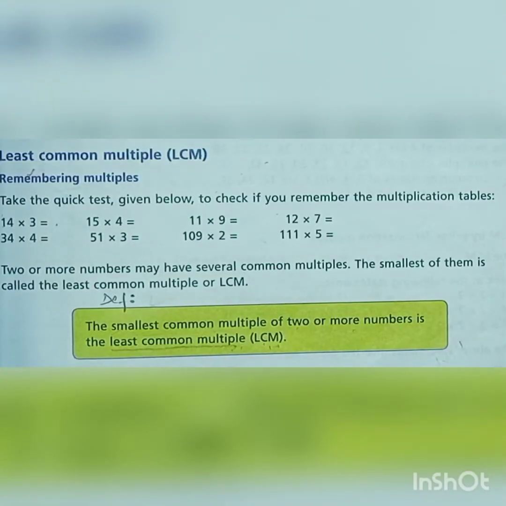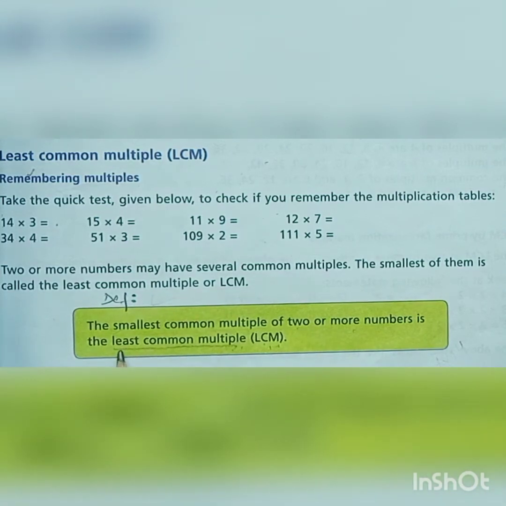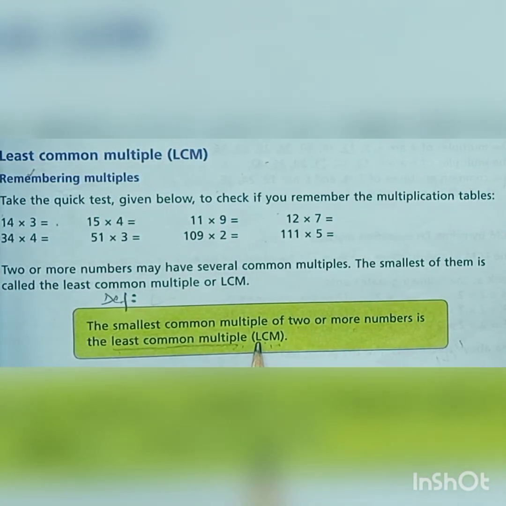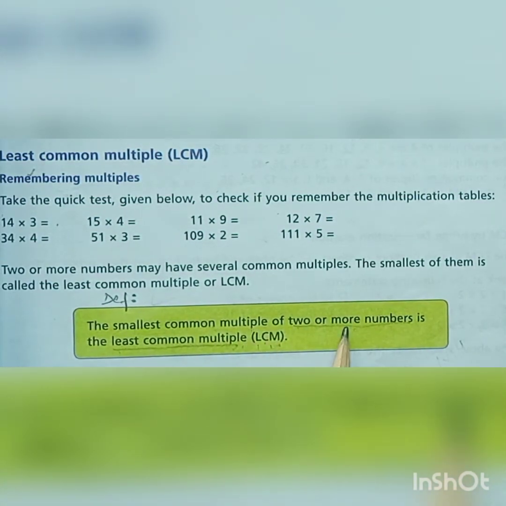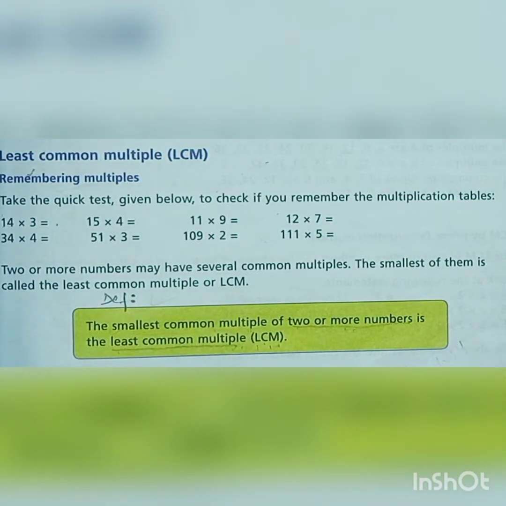What is LCM? The least common multiple. The smallest common multiple of two or more numbers is the least common multiple, LCM. If you have to find the least common multiple of two or more numbers, then you have to firstly find the smallest common multiples of those numbers. Simply, the smallest common multiple is called the least common multiple.